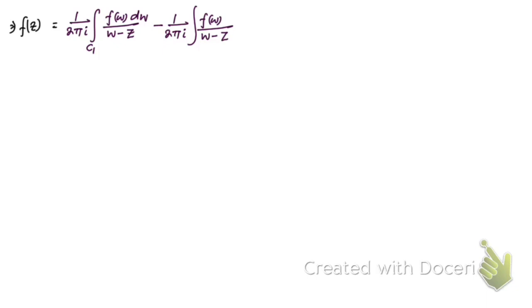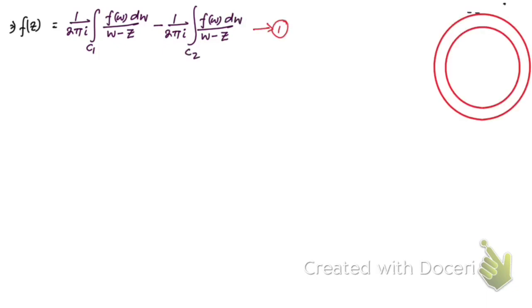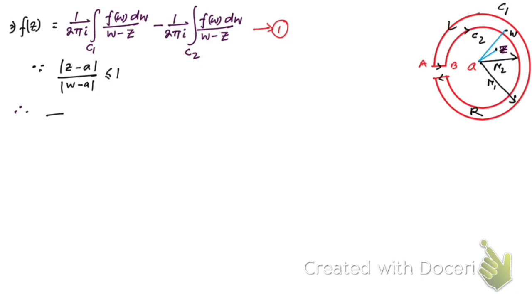Okay, so here you see f of z, 2 pi i, c1. Let me write equation number 1 again here. So let me draw it again. So here for the first integral we're going to consider that we have this w on c1. This w is on c1.